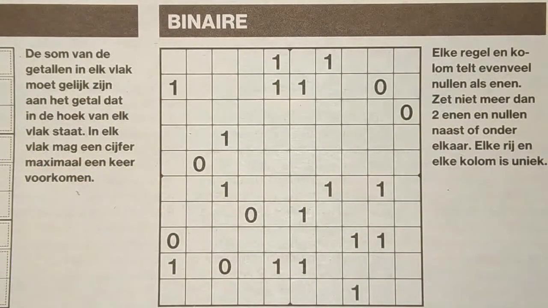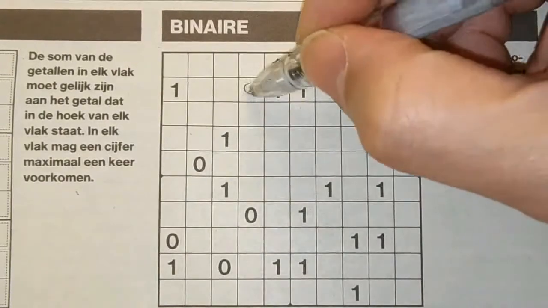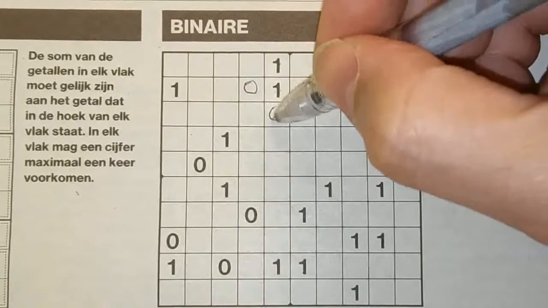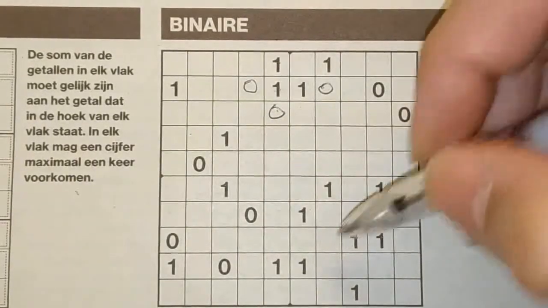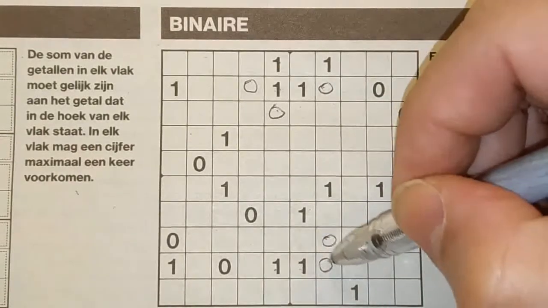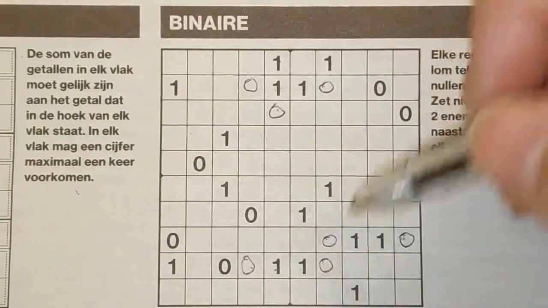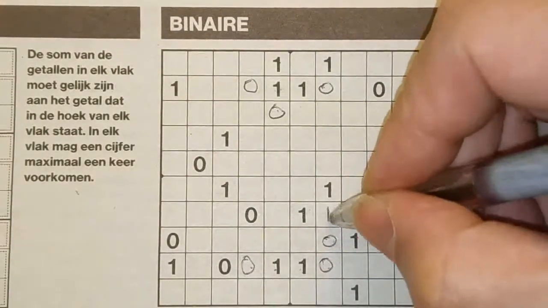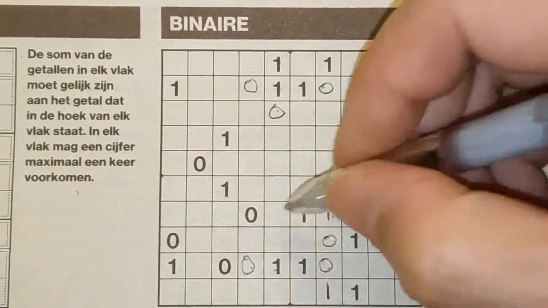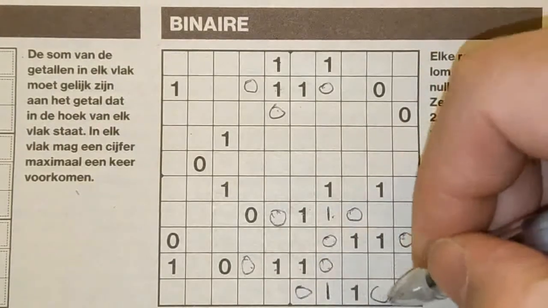So let's get started. I see here a double one, here an O, there an O. Here a double one, here an O, there an O. Then I see a double O, here a one, there a one. I see here a double one, here an O, there an O.